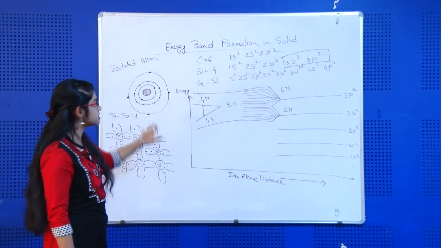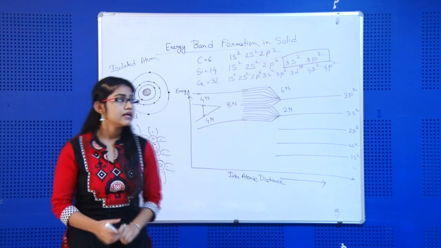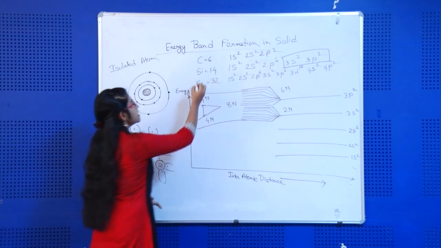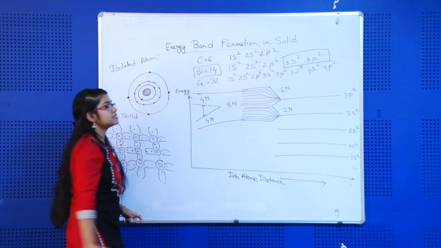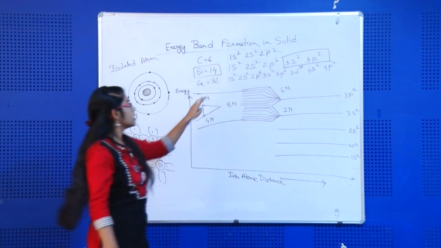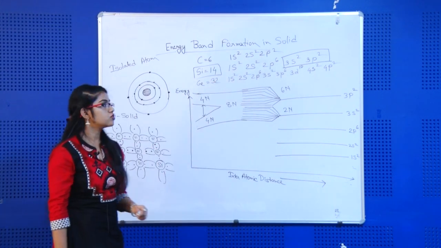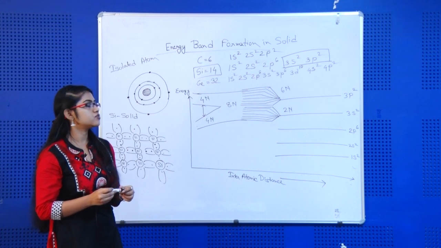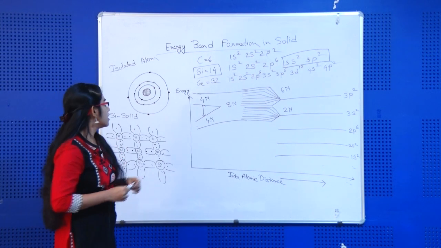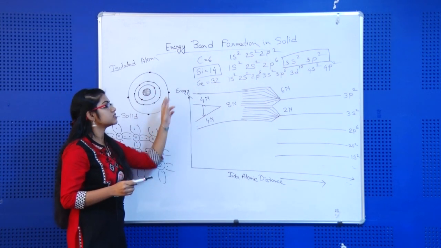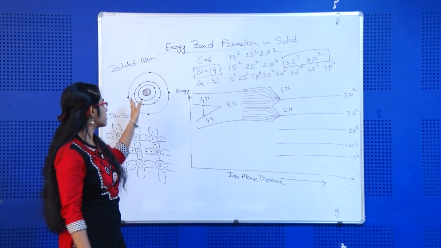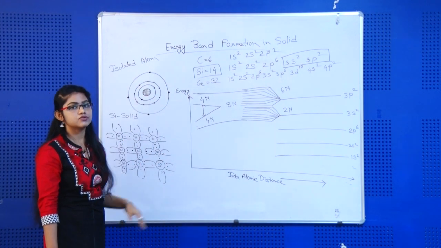Suppose we consider the silicon atom. We know the atomic number of silicon is 14. So the energy distribution of electrons is like this: 1s2, 2s2, 2p6, 3s2 and 3p2. In this way, the first orbit, second orbit, third orbit, the electron distribution is this way.